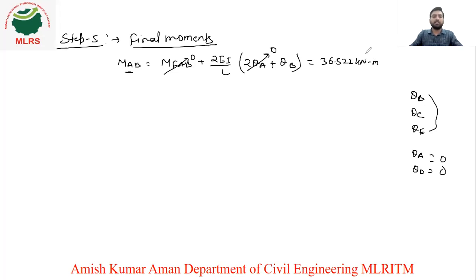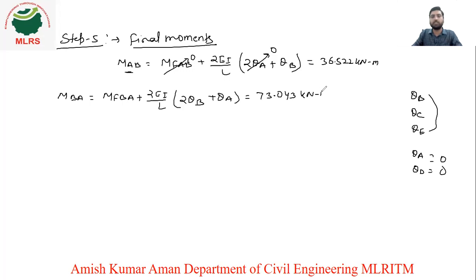Similarly, we will go for the other moments. For MBA, it will be MFBA plus 2EI by L into 2 theta B plus theta A. If you put all these values, you will get 73.043 kilonewton meter. Next, MBC. If you want to calculate MBC, MFBC plus 2EI upon L into 2 theta B plus theta C, because second is C. It will be minus 73.043 kilonewton meter.